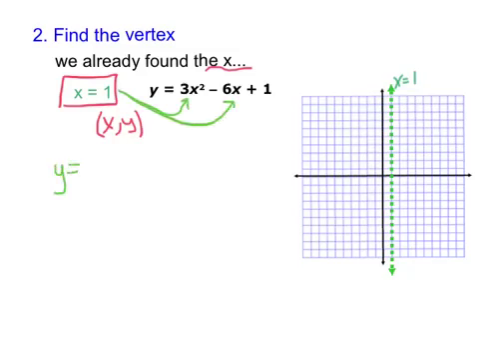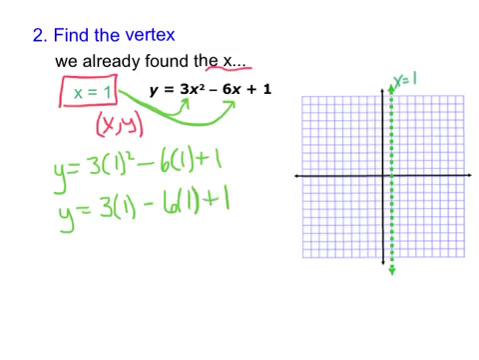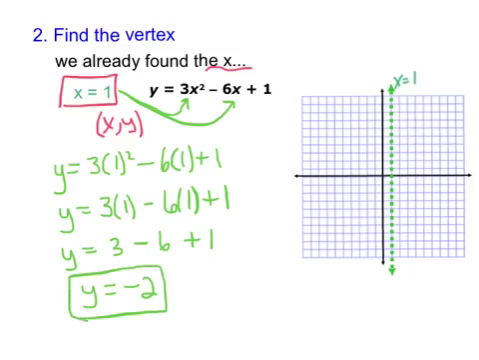And so we get y equals 3 times 1 squared minus 6 times 1 plus 1. So that gives us y equals 3 times 1 minus 6 times 1 plus 1. I just took that extra step to show you that 1 squared is always 1. So we get y equals 3 minus 6 plus 1, which is going to end up giving us y equals negative 2. And so after we get this y equals negative 2, we can put this in an ordered pair, and so our vertex is 1 comma negative 2.